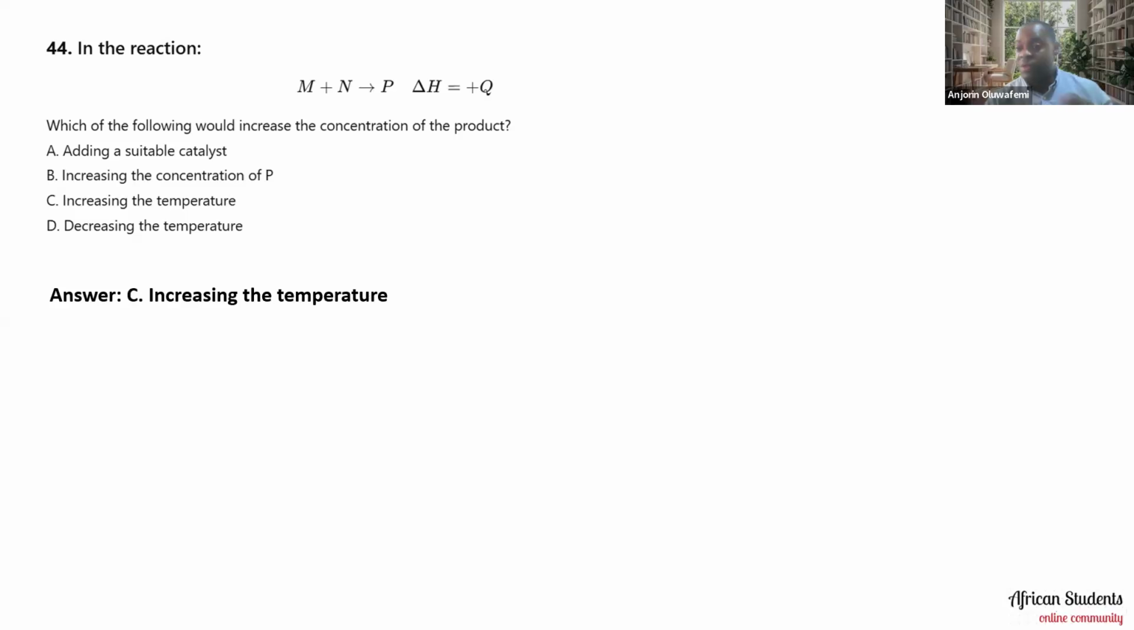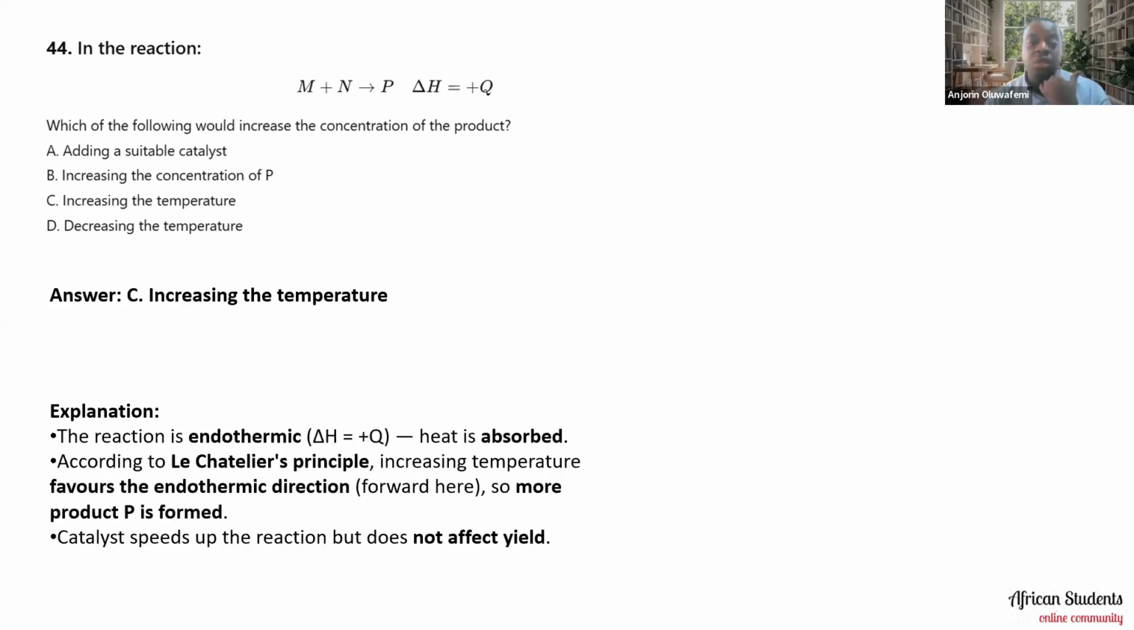Okay, option C, increasing the temperature. The reason is because the reaction is endothermic, that is, it absorbs heat. According to Le Chatelier's principle, increasing temperature favors the endothermic direction, the forward reaction here. So more product P is formed. A catalyst speeds up the reaction but does not affect yield in any way.